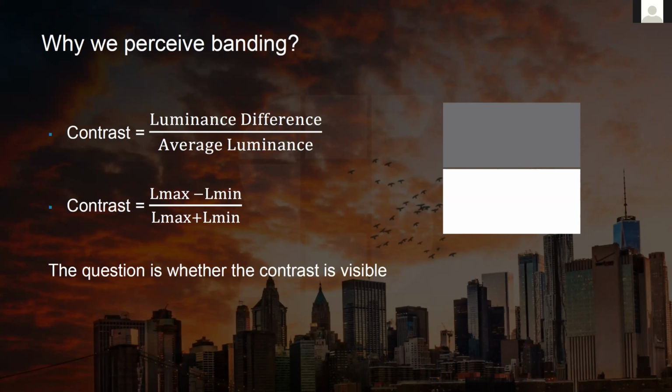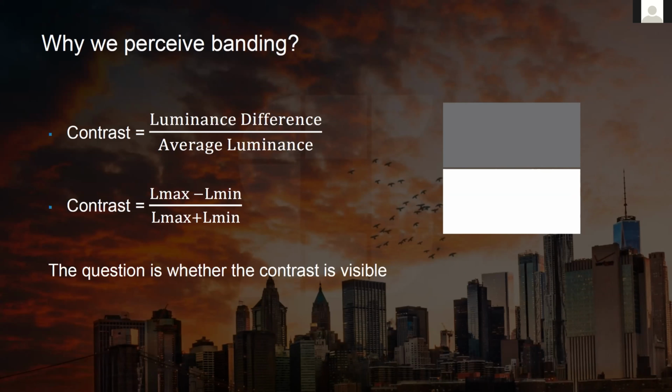So if you have access to the luminance values of these two rectangles, the gray one and the white one, and you take the luminance difference and then divide it by the average luminance of these two rectangles, then you come up with a kind of definition of contrast. So that is a mathematical definition of contrast.